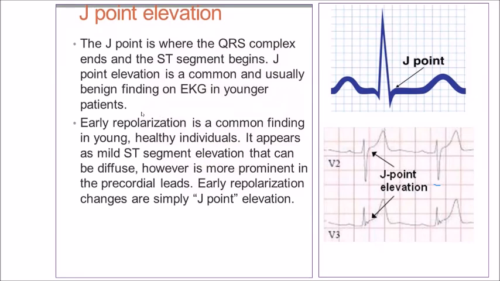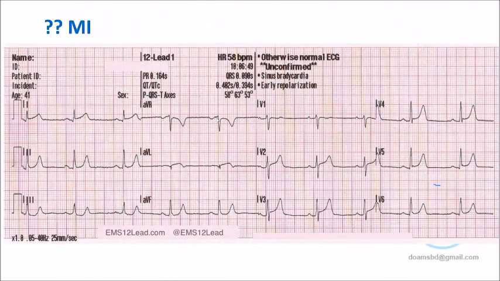Okay, so this is the text for you. Sometimes this J point elevation is not pathological. Normally it can happen. It is called early repolarization. I will try to show you again here somewhere. Anyway, look at this. The patient data has already been given to you. Is it MI? Can you identify now? Is it MI?